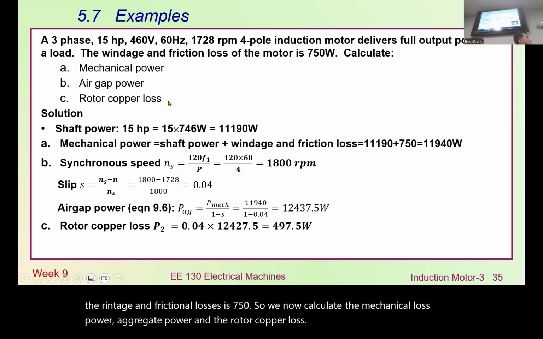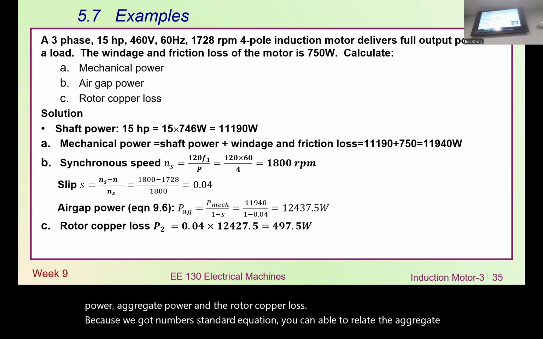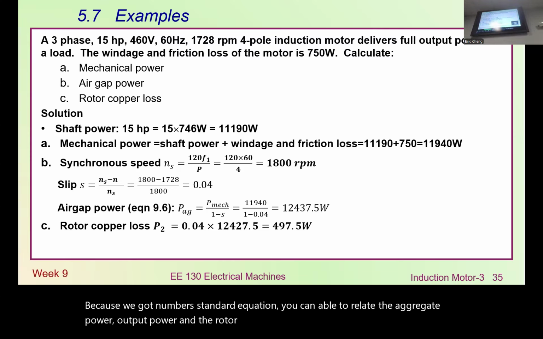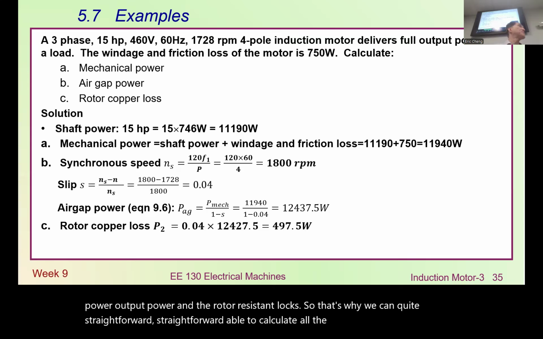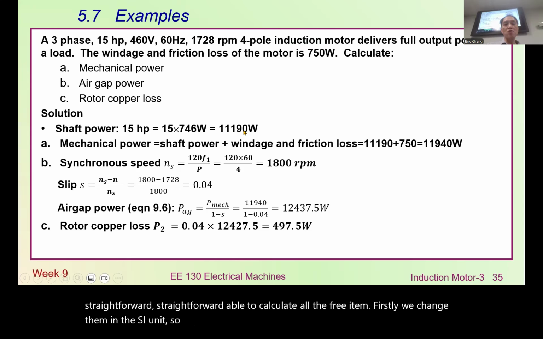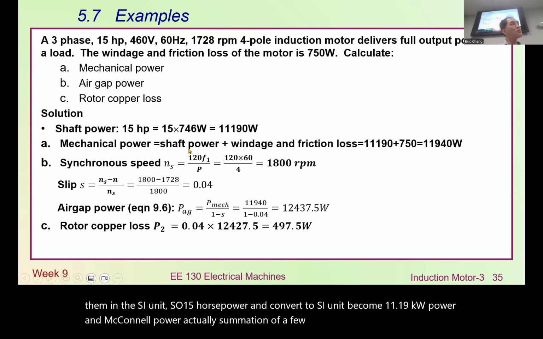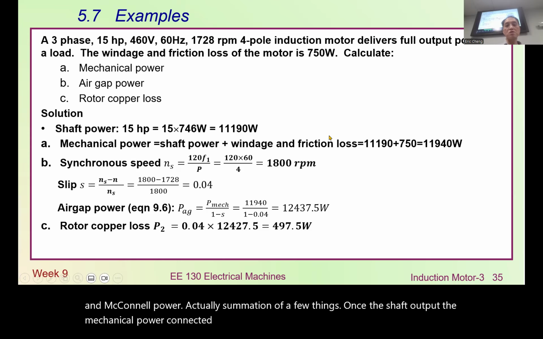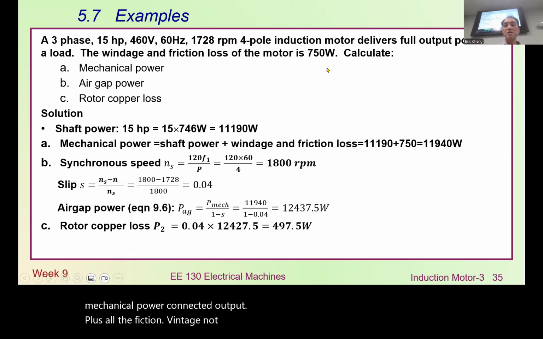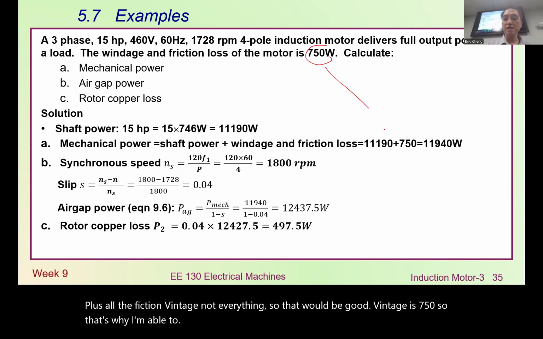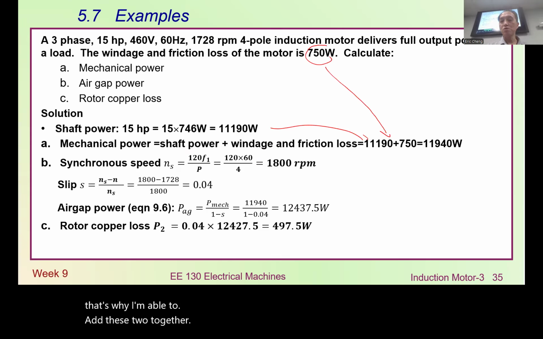Because we have a number of standard equations, we are able to relate the air gap power, output power, and the rotor resistance loss. That's why we can quite straightforwardly calculate all three items. Firstly, we change them into SI units. So 15 horsepower converts to 11.9 kW of power. And mechanical power is actually a summation of a few things: the shaft output, the mechanical power connected to output, plus all the friction, windage loss, everything. So because the windage is 750, you are able to add these two together into our total losses. So that's actually the losses delivered from the air gap.